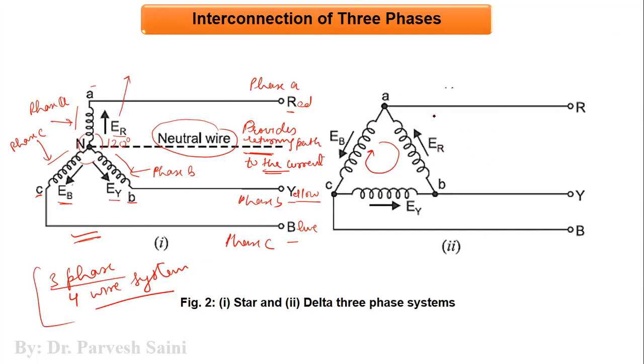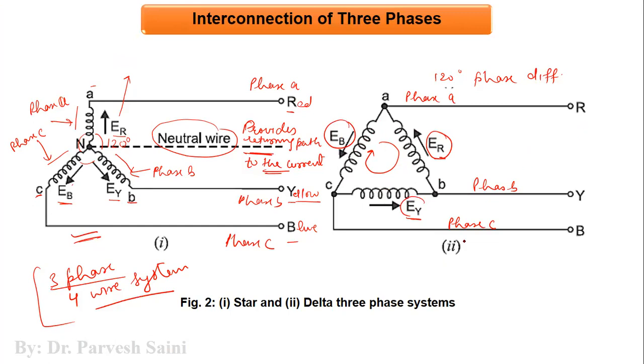Now let us come to the delta shape, delta connection. Here, as you can see, we have three windings, and if you see their electrical angle, these windings are also having a 120-degree phase shift, right? Now the same is here also. You have phase A, you have phase B, and you have phase C, right? And these voltages are basically the RMS values of the voltages which are induced on the respective windings, okay? And we call these voltages generally phase voltages.